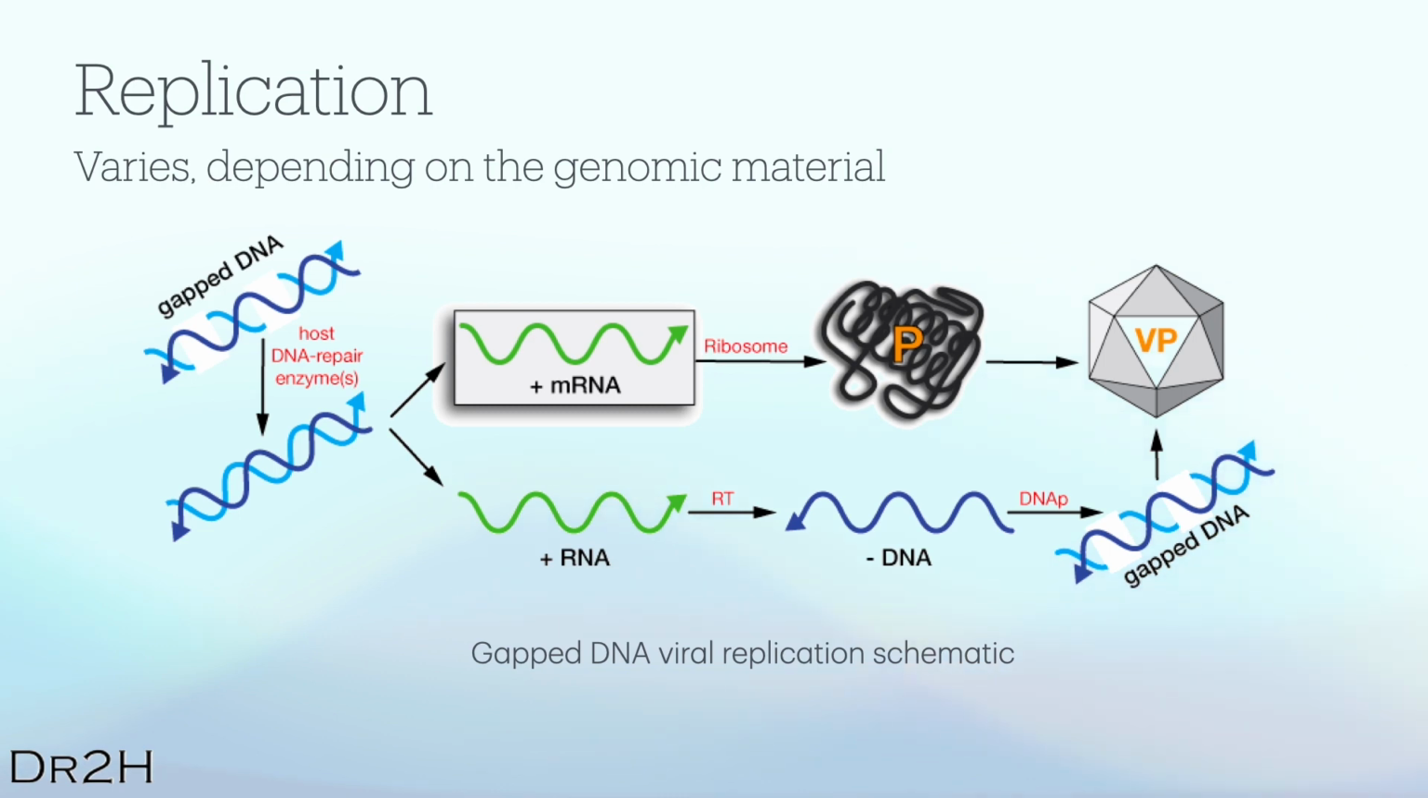Lastly, we have DNA viruses that contain gaps in complete DNA sequences. These first utilize the host DNA repair mechanism to generate a full double-stranded DNA and go through steps similar to retroviruses by first generating positive single-stranded RNA, reverse transcribing to single-stranded DNA, then duplicating back to gapped DNA. The hepatitis B virus is an example of a gapped DNA virus.